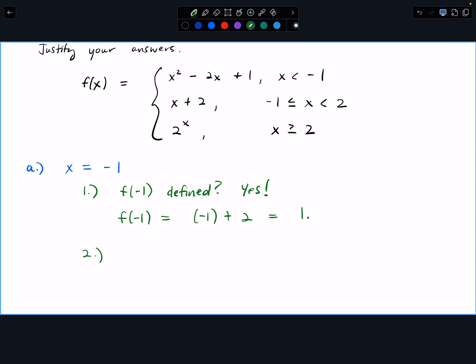What's step 2? The limit exists. So you have to show the left's limit is the same thing as the right. Okay? So step 2, the limit as x approaches -1 of f of x exists, question mark.